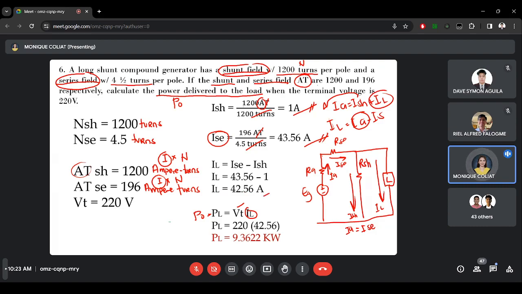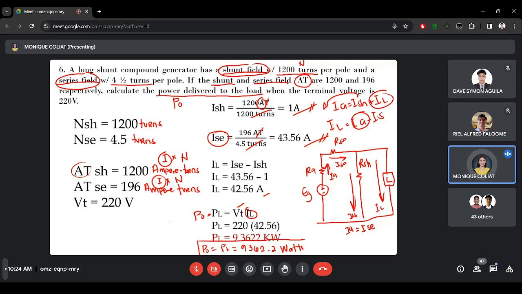Now that we have IL, we can now get PL or the output power or the power delivered to the load. So we have 220 volts, which is the terminal voltage, times 42.56, and your PL is 9.3622 kilowatts or simply 9,362.2 watts. Ayan. So, maalin dyan is correct.